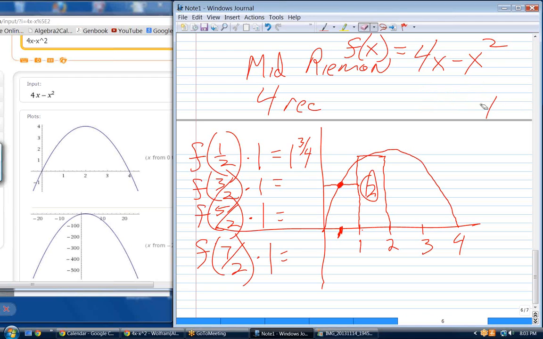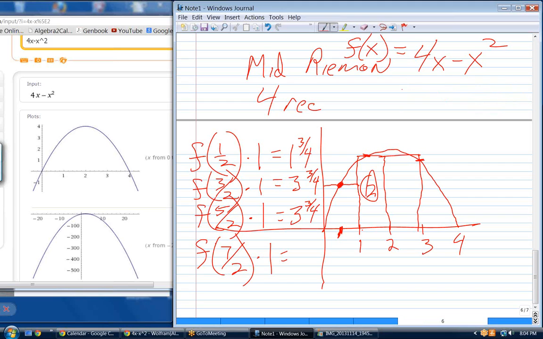f of 3/2 looks like it's 6 minus 9/4. That looks like 3 3/4. f of 5/2 looks like 10 minus 25/4, which is 6 1/4. So that is also 3 3/4. That makes sense. This height's the same as this height over here, right? So the area of the third rectangle should be the same as the area of the second rectangle. And it is. And then finally we have 7/2.